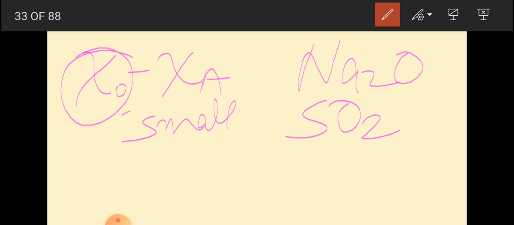Psi O is the electronegativity of oxygen, and psi A, if we are taking sodium oxide, is sodium, and if we are considering sulfur dioxide, psi A is sulfur. We can write psi S or psi Na.